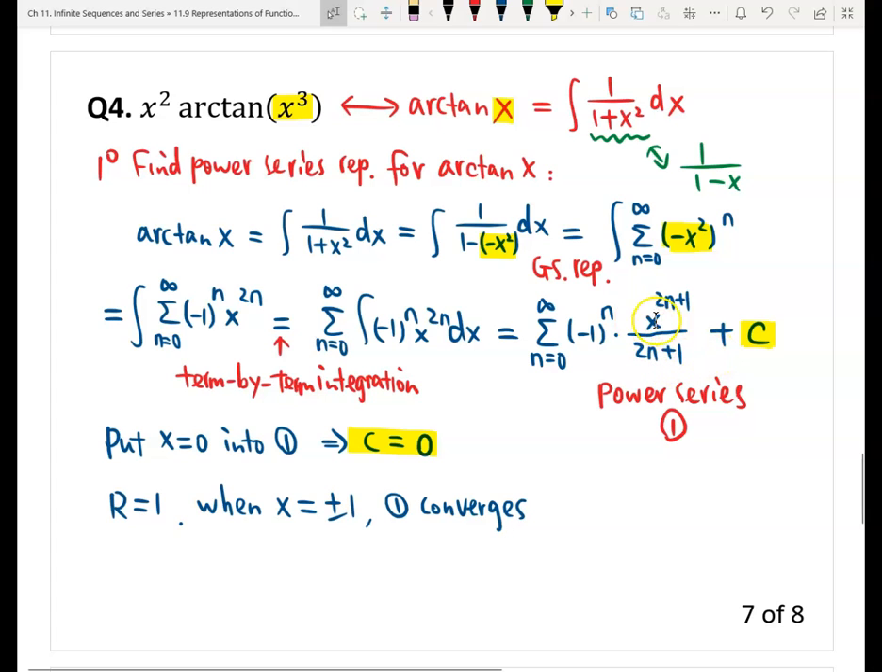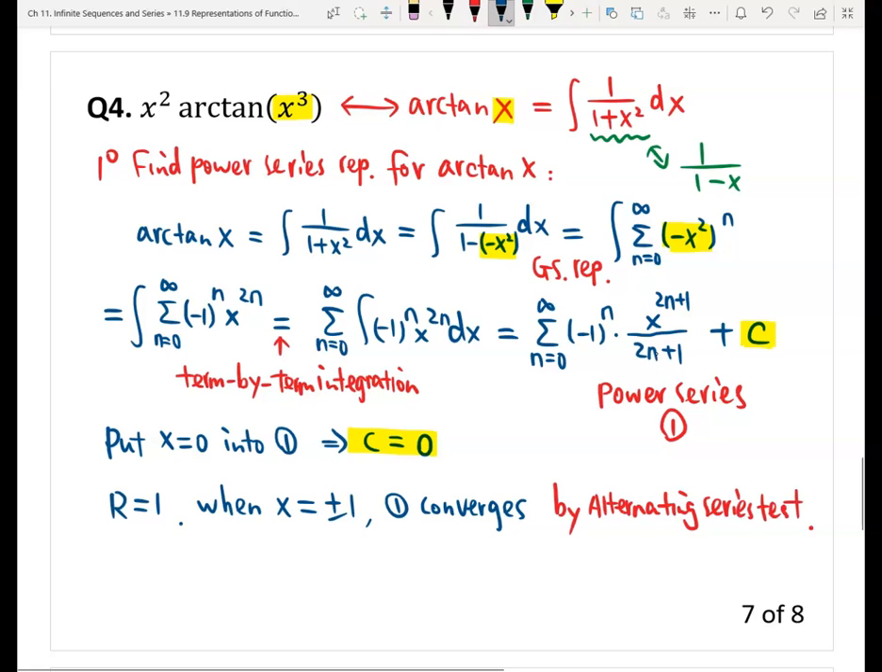The same if x is -1. So this is -1, and with the -1 taken out, it's an alternating series. We use this, so let me see. What do we get? This converges by the alternating series test.